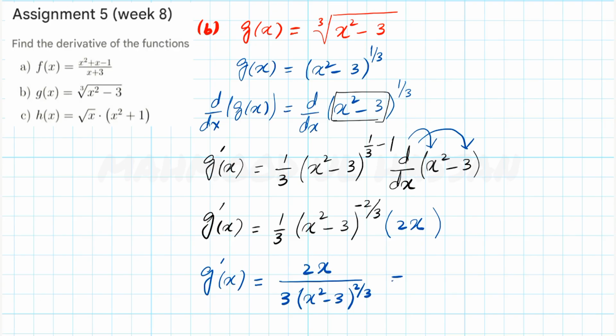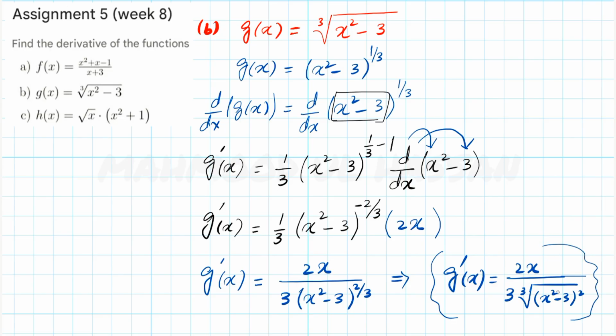Okay, so more precisely it can also be written as g prime of x is equal to 2 times x upon 3 into cube root of x squared minus 3 squared. Okay, so this is the derivative of g of x.